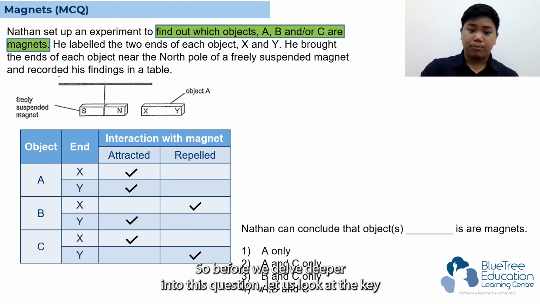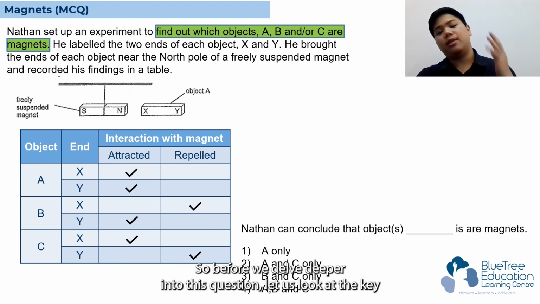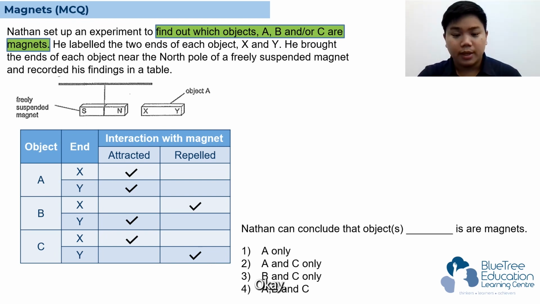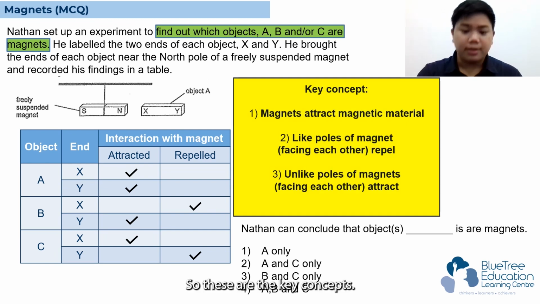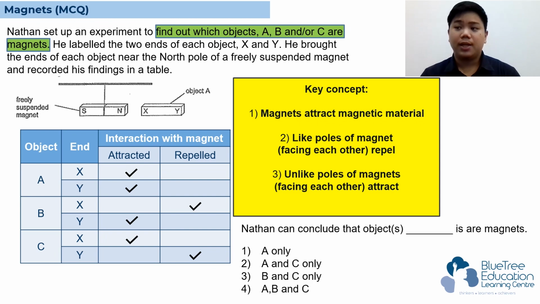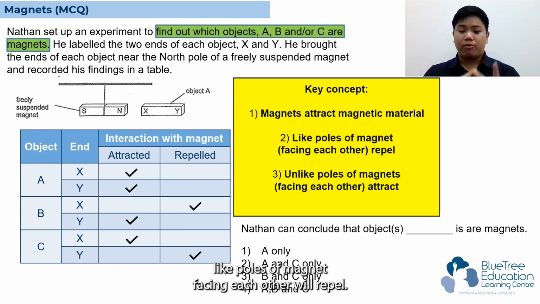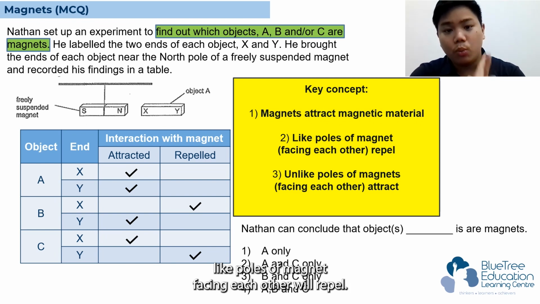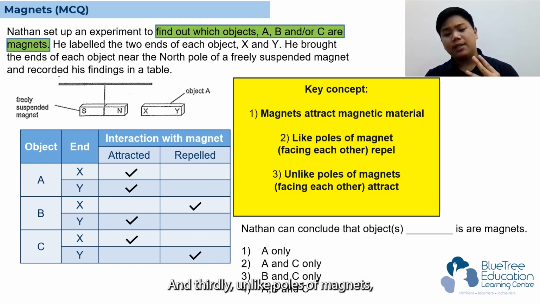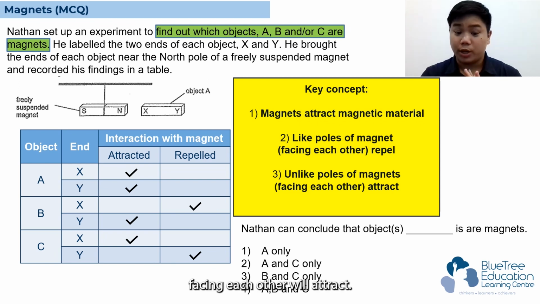So before we delve deeper into this question, let us look at the key concepts that are being tested in this question. Okay, so these are the key concepts. Magnets attract magnetic material like iron and steel. Like poles of magnets facing each other will repel, right? Magnets are the only ones that can repel each other. And thirdly, unlike poles of magnets facing each other will attract.